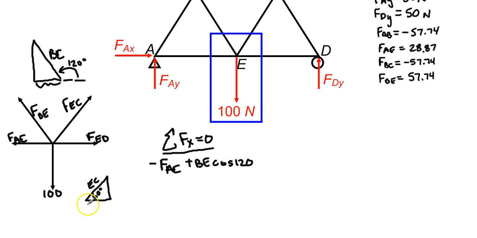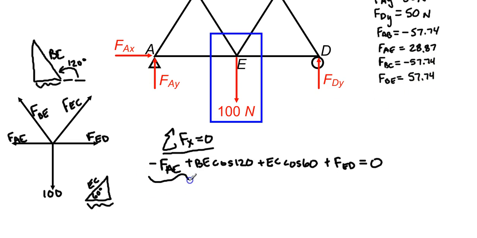We need the force in the X direction. So that's going to be the cosine of 60 times EC. So we write that as plus EC cosine of 60. And then the last force that we need to account for is the force on ED. All those are going to add up to 0. Let's do some simplifying. We know what AE is. AE is 28.87. BE we know, it's 57.74.